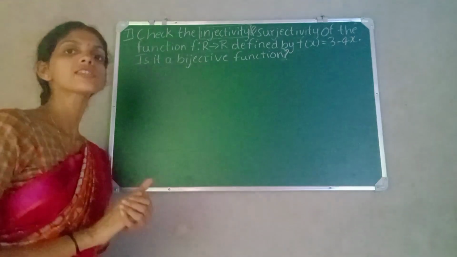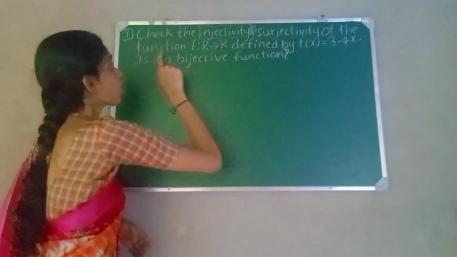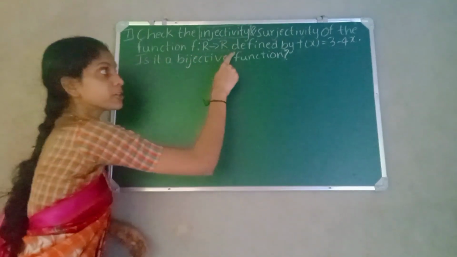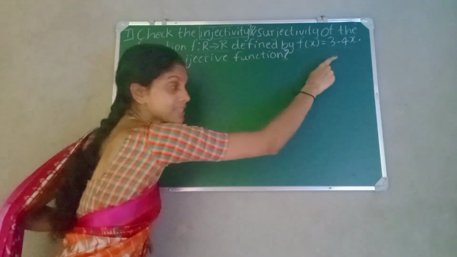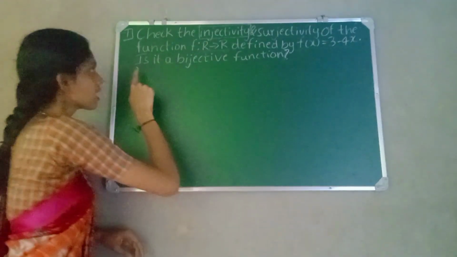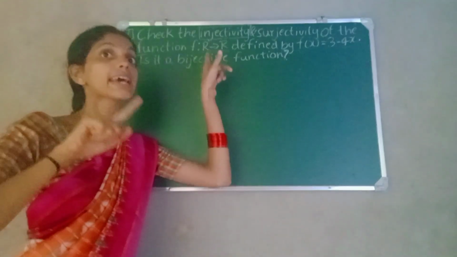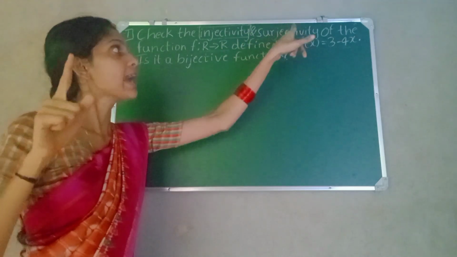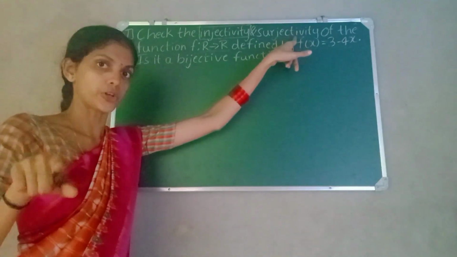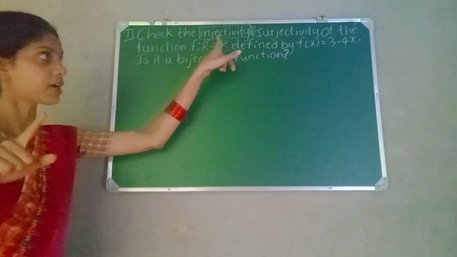Now we will solve the question. Check the injectivity and surjectivity of the function f from R to R defined by f of x is equal to 3 minus 4x. Is it a bijective function? Here injectivity means 1 to 1 and surjective means onto. Now we have to show whether this is 1 to 1 or onto.